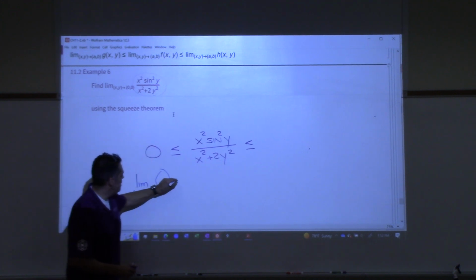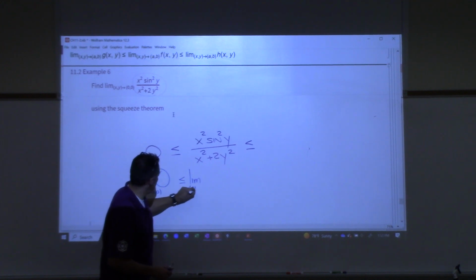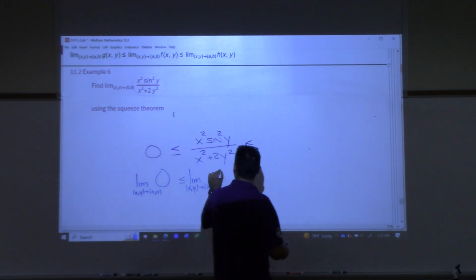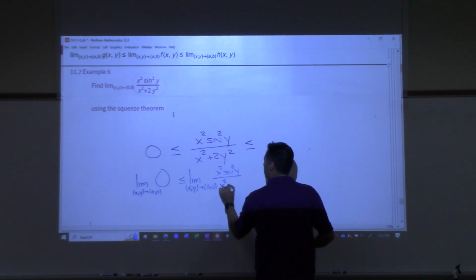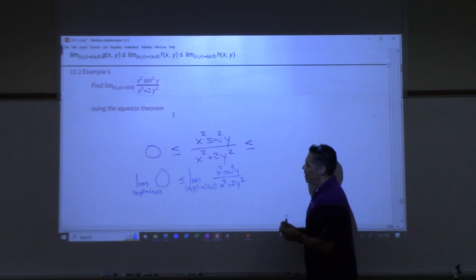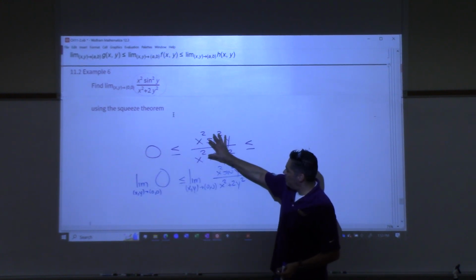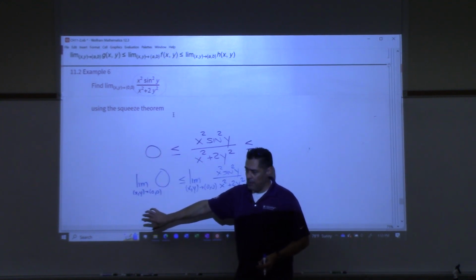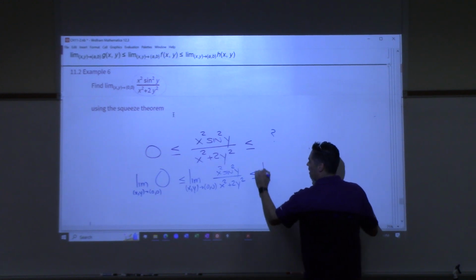Whatever that limit is has to be less than or equal to the limit as (x, y) goes to (0, 0) of this piece, x squared sine squared y over x squared plus 2y squared, right? If this is 0 and this is this function, then whatever the limit is for this function must be bigger than the limit for this one. So I need to figure out what to put here so that I can put an upper bound on this limit.